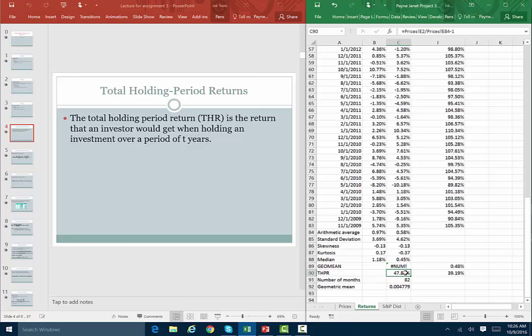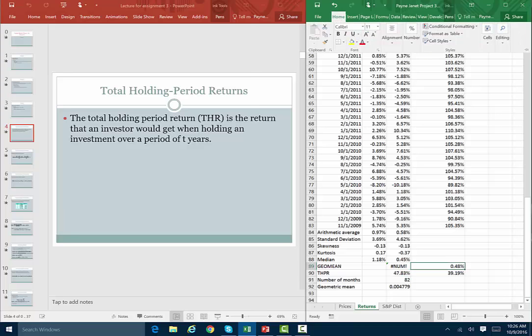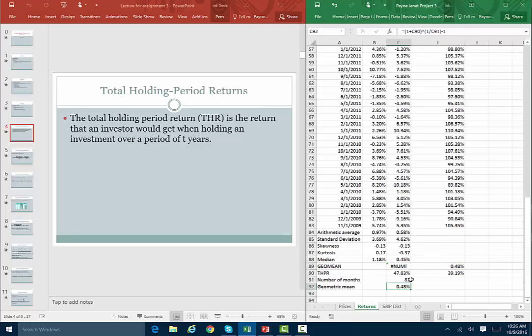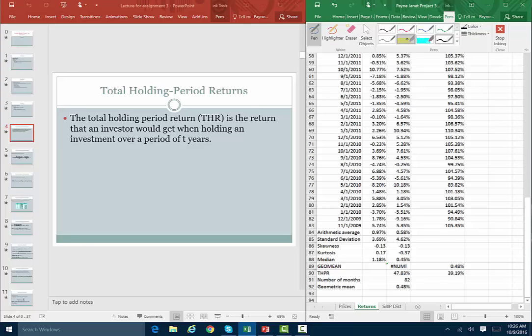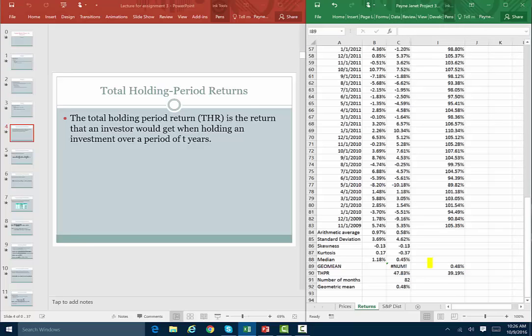Okay, and let me put it in the same format as this number. I could give it more decimal places, and you can do that if you want to prove it to yourself that those two numbers, this number and this number, are the same. So prove that to yourself.